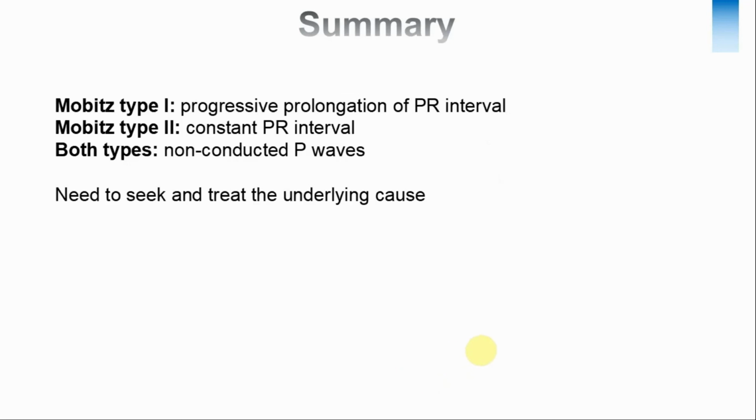So we have come to the last slide. So in summary, Mobitz type 1 is a progressive prolongation of the PR interval followed by a non-conducted P wave. Mobitz type 2 is a constant PR interval followed by a non-conducted P wave. We need to identify the cause and we need to treat it.